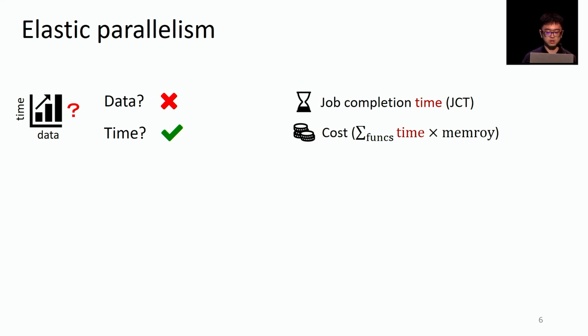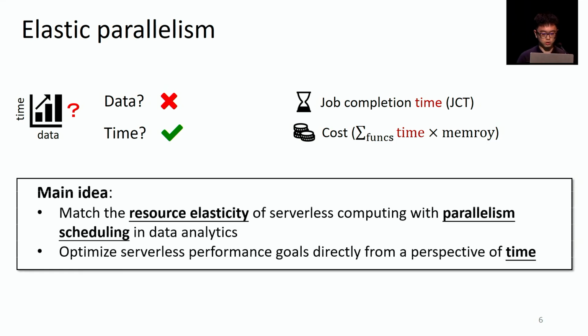We can observe that the most important factor for both JCT and cost is the execution time of each function. So in this work, we propose elastic parallelism to match the resource elasticity of serverless computing with parallelism scheduling in data analytics. The main idea is to optimize serverless performance goals directly from a perspective of time.